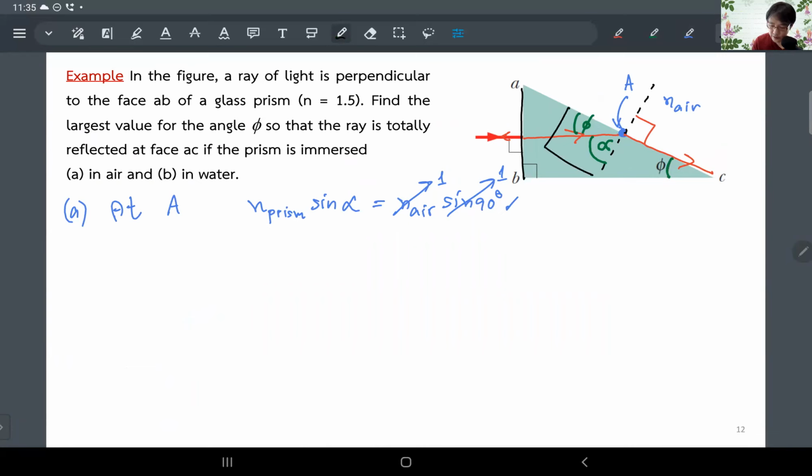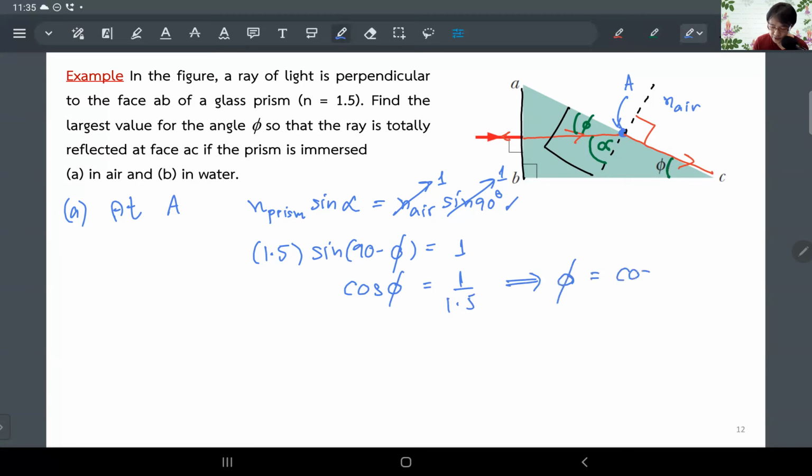So perfect. What you can do next is n of the prism is 1.5 and it's going to be sine of 90 minus phi right there, equal to 1. And everyone knows sine of 90 minus phi, you can rewrite as cosine. So you can write it as cosine phi is 1 over 1.5. And that's it. You figure out what phi should be. It's just inverse cosine of 1 over 1.5.